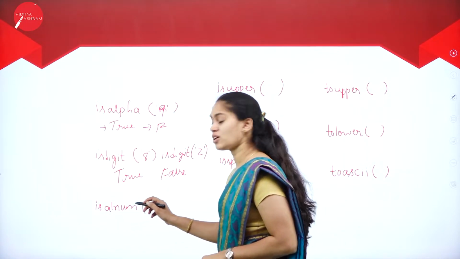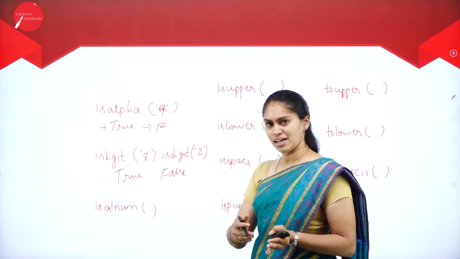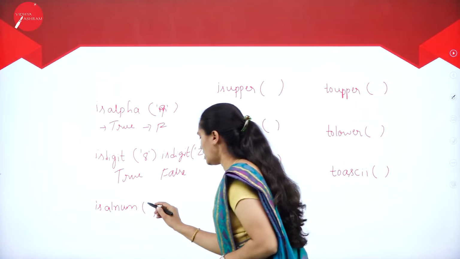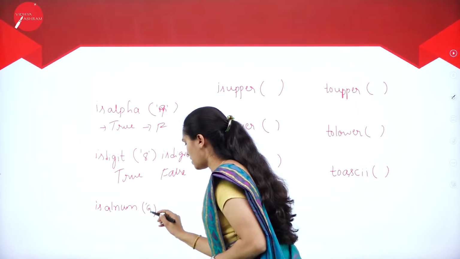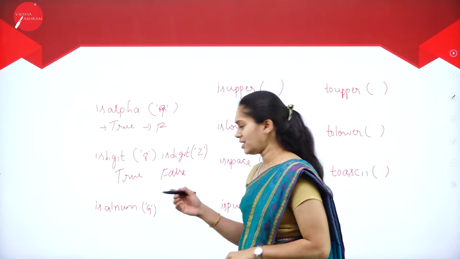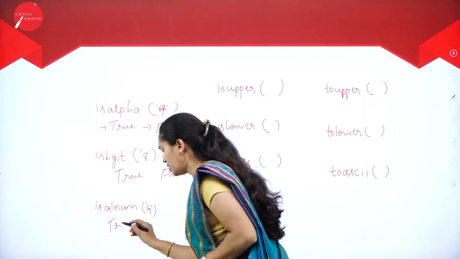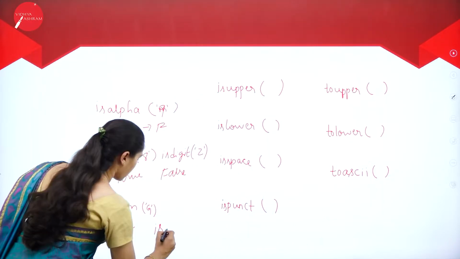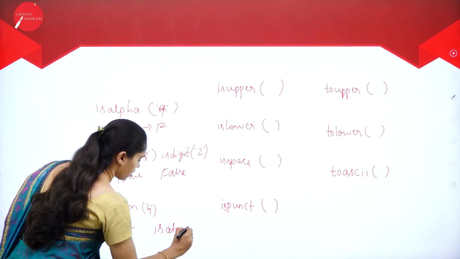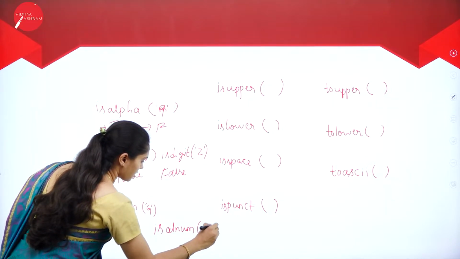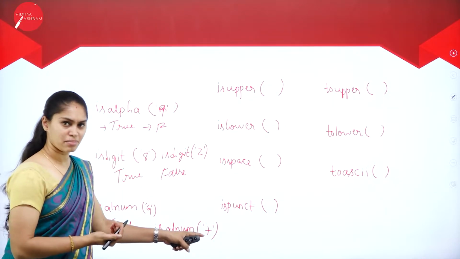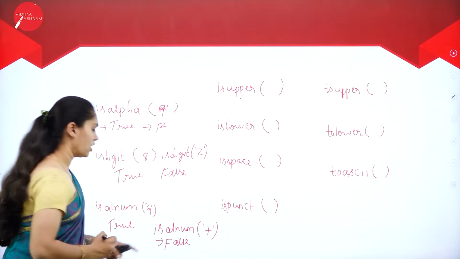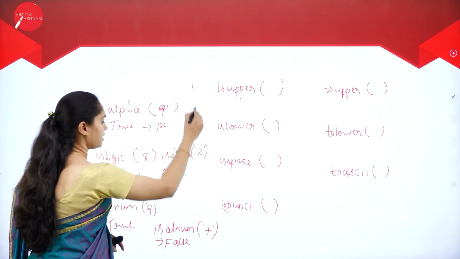Next we have is all num. It can be either any number between 0 to 9 or any alphabet from A to Z. So let me consider this as G. What will it return? It will return the value called true. Okay. And let me take one more example. Is all num of plus. Is it an alphabet or a number? No. If not, then it will return the value called false. Okay. So we'll see the next functions.